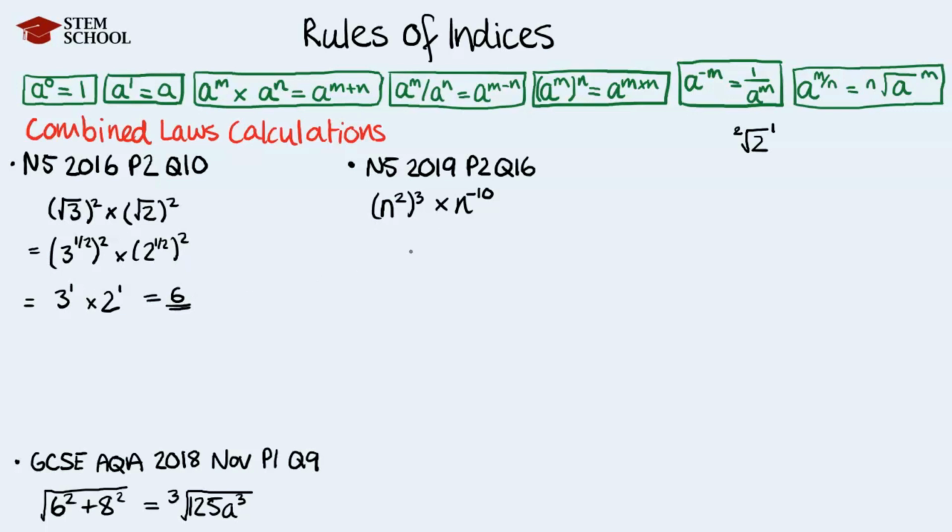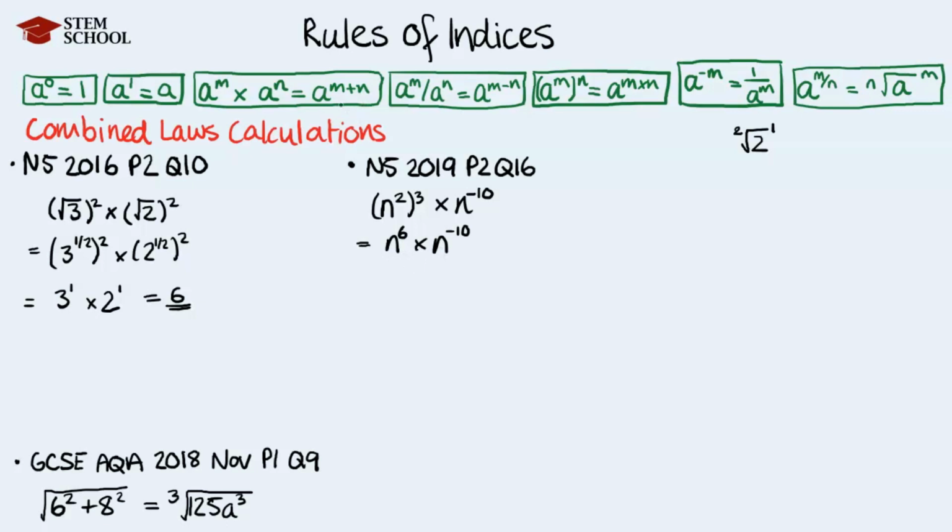Okay, now let's do this second question here. We have n squared all cubed multiplied by n to the power of minus 10. So let's deal with this first term first. So we've got n to the power of 2 all cubed. So we just multiply the power inside by the power outside. So that will be n to the power 2 times 3, which is 6, multiplied by n to the power of minus 10.